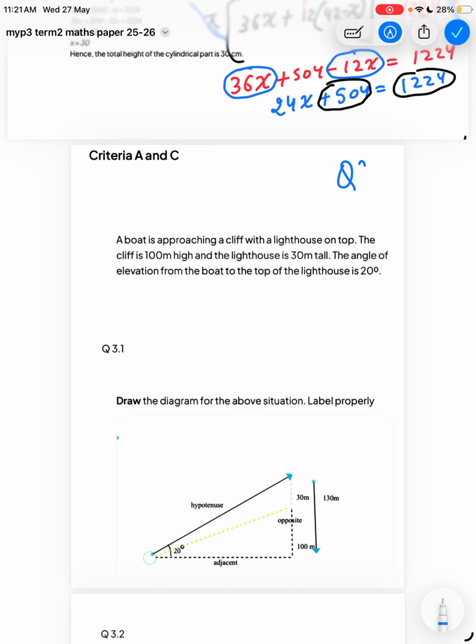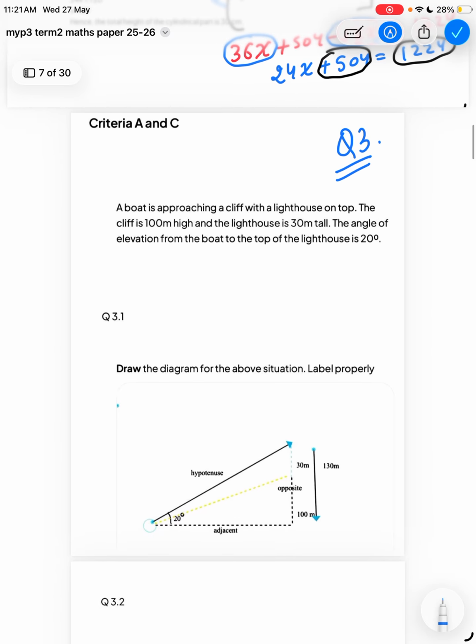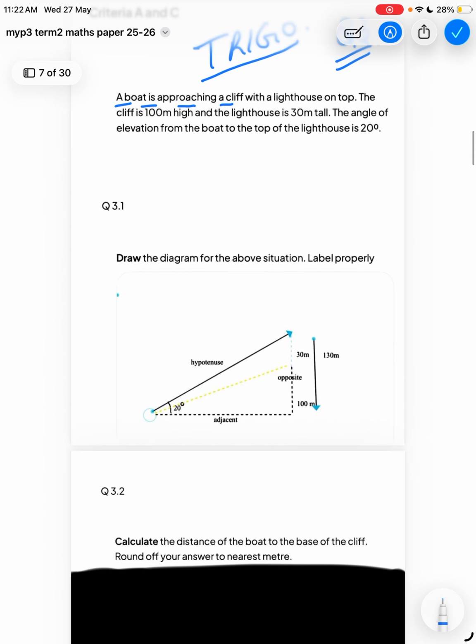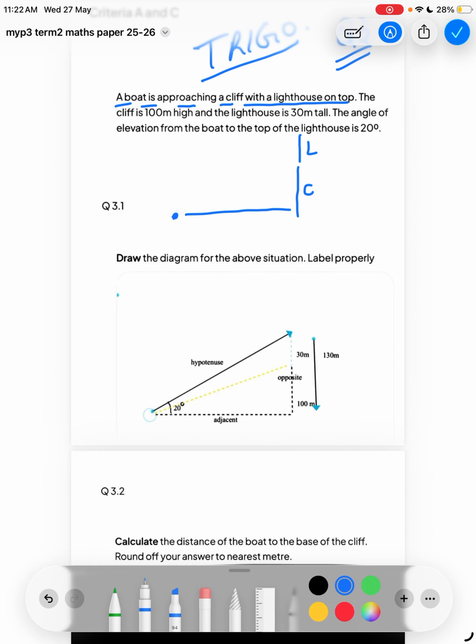Okay, let's start with question number 3. Very important. It's Trigo. Let's see the word problem. A boat is approaching a cliff with a lighthouse on top. So this is a cliff and this is a lighthouse on the top, and the boat is approaching the cliff, right? So that means the diagram somewhat looks like this.